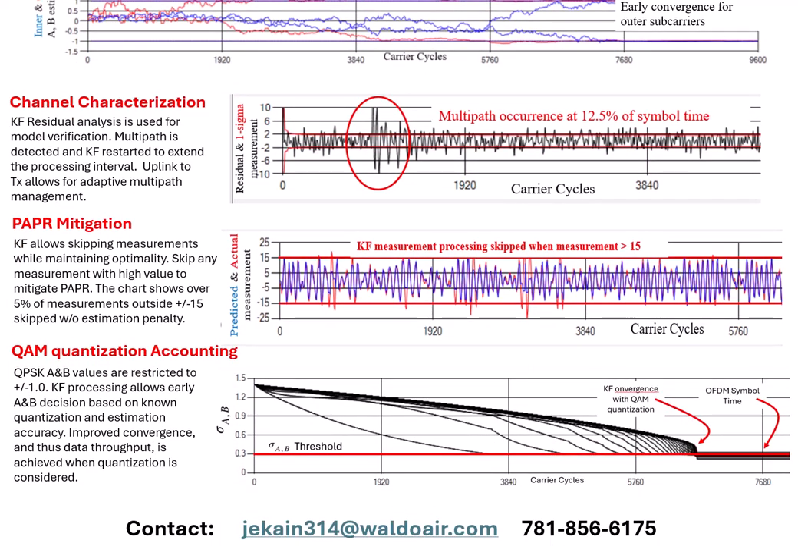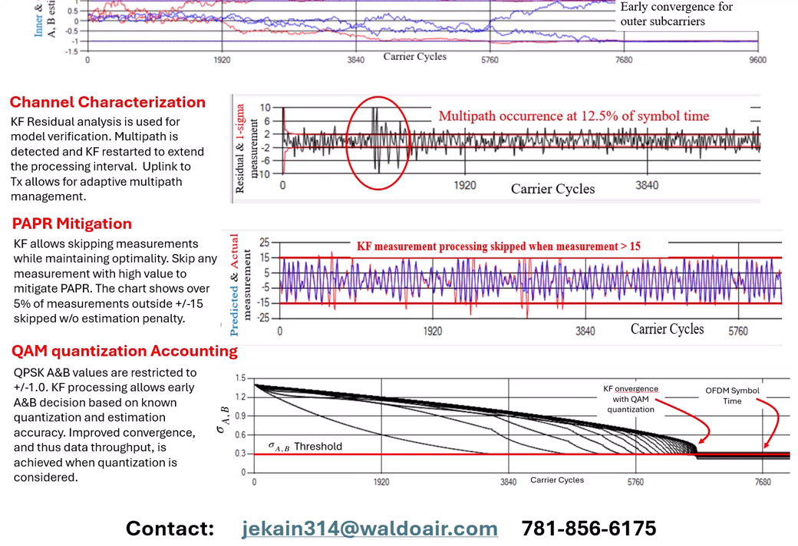The first example is residual analysis. The Kalman filter residuals are well known to be useful for assessing the system model. In fact, there is a subset of modern estimation theory known as system identification, where residual analysis selects the best system model from multiple candidates.